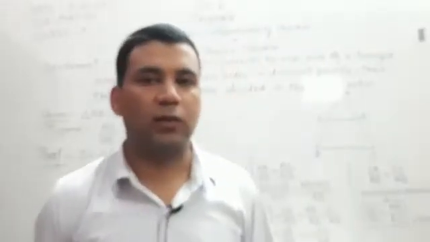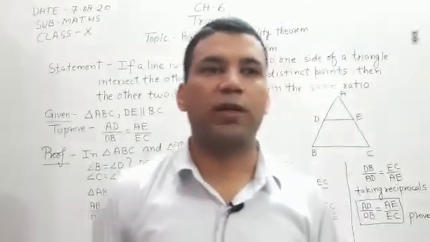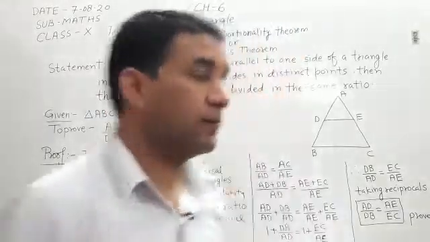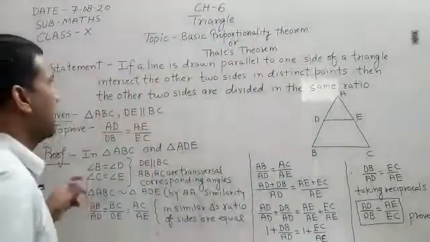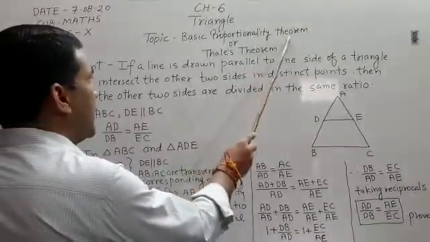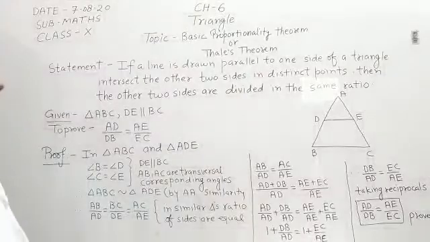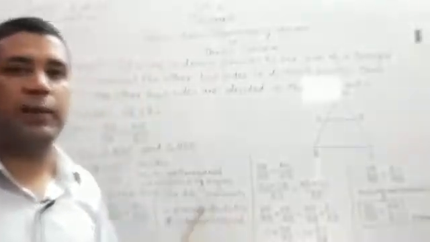Good morning students. Today we will discuss the most important theorem of chapter 6, that is the BPT theorem. The full form of BPT is Basic Proportionality Theorem. It is also known as Thales theorem. Dear students, the question is asked in the board exam in two ways.